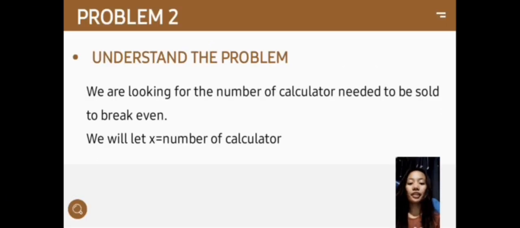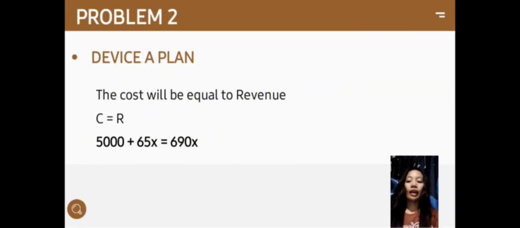First, we need to understand the problem. Because we are looking for the number of calculators needed to be sold to break even, we let X be the number of calculators. Next, we devise a plan. The cost will be equal to revenue, so we have the formula C equals R. By substitution, 5,000 plus 65X equals 690X.